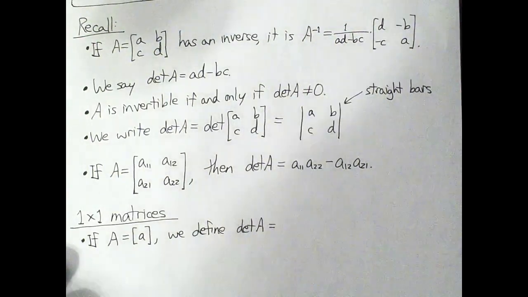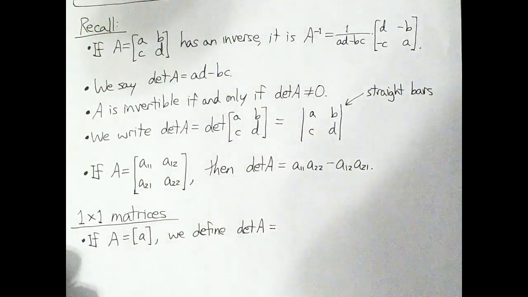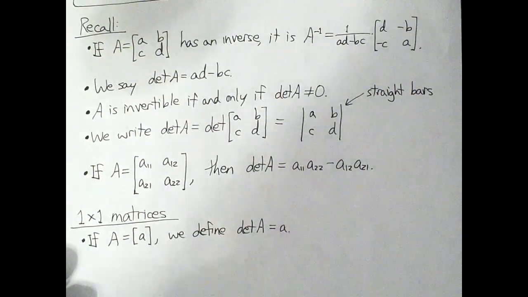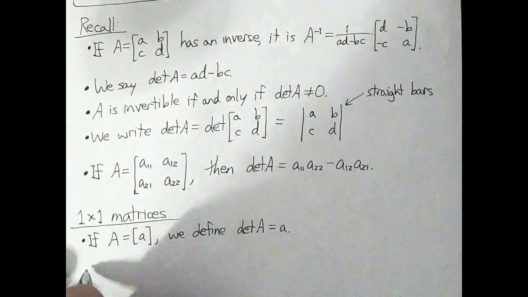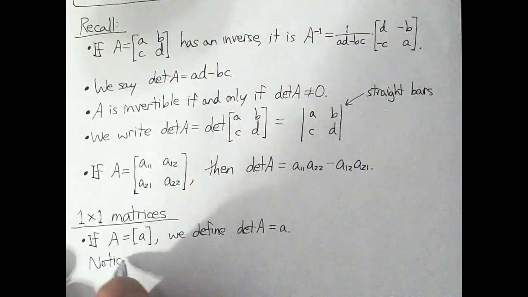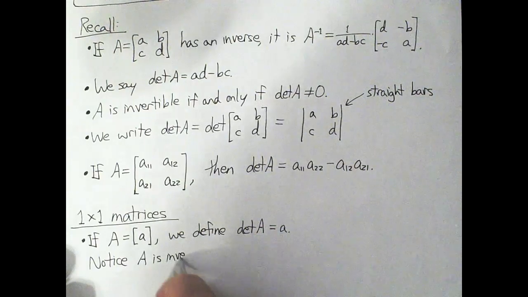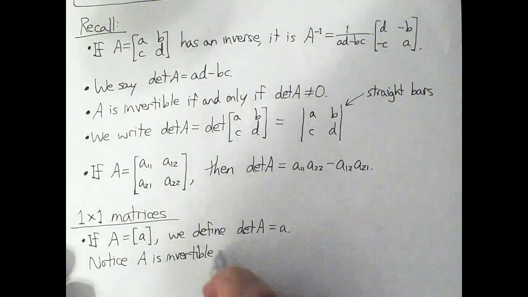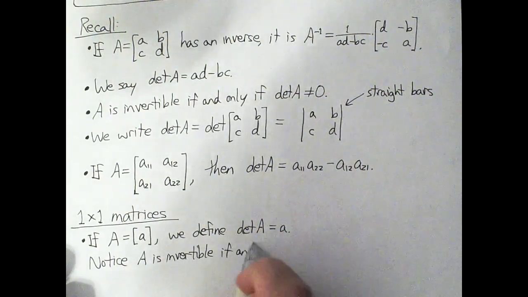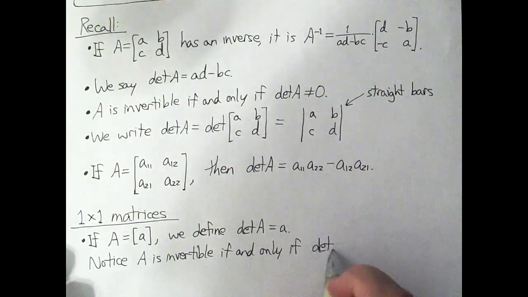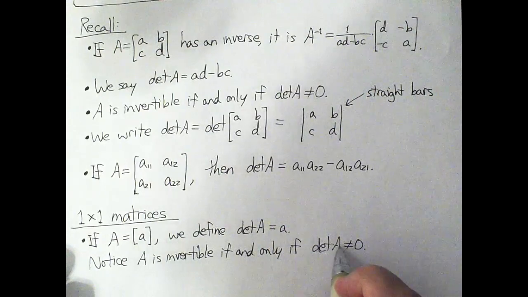I'm going to give you a formula. Are you ready for this formula? It equals A. That's it. Because what else could it be? There's not really any other entries that could be involved. And I want to say, notice that the matrix A is invertible if and only if the determinant of A is non-zero.